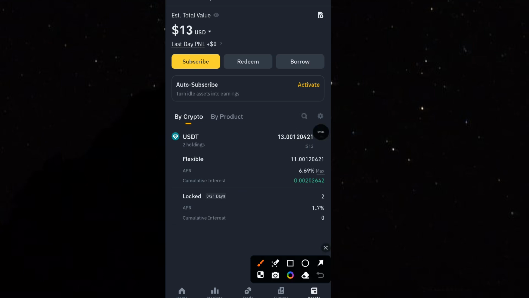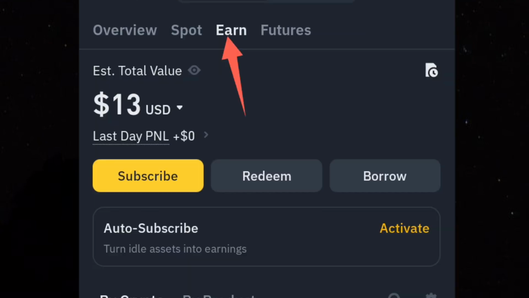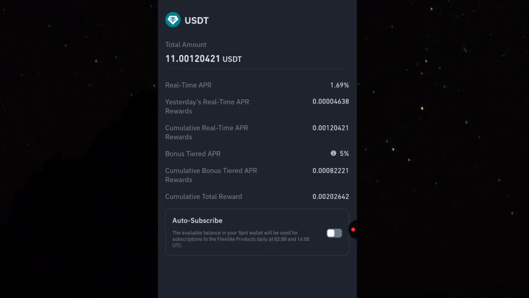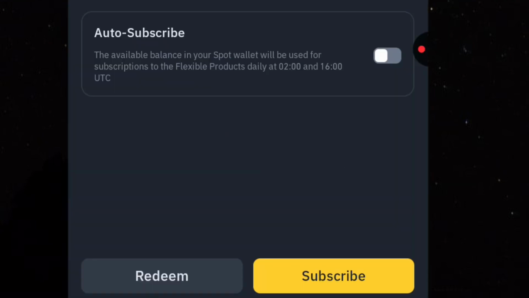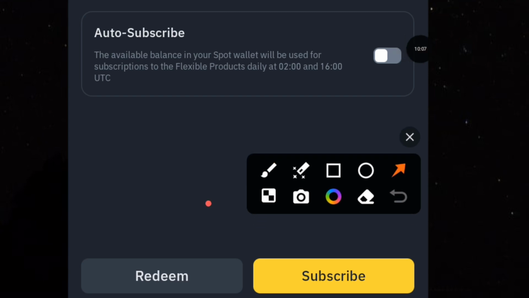Now, to unstake it, what you have to do is make sure you are still on the earn area. The next step is to look at where your monies have been locked. Then you can see that it is around this place, which you see is flexible. What you have to do is click around this place. Just click anywhere around it, and you can see it's going to be here. And you can click on redeem if you want to redeem, which means you don't want it again. You click on redeem and you'll be able to redeem your monies back.